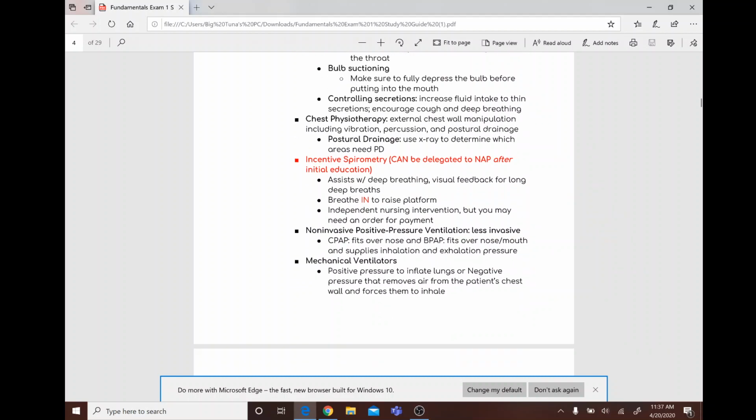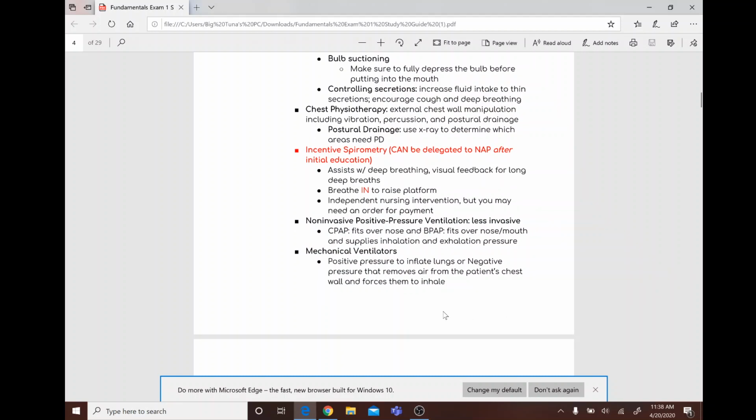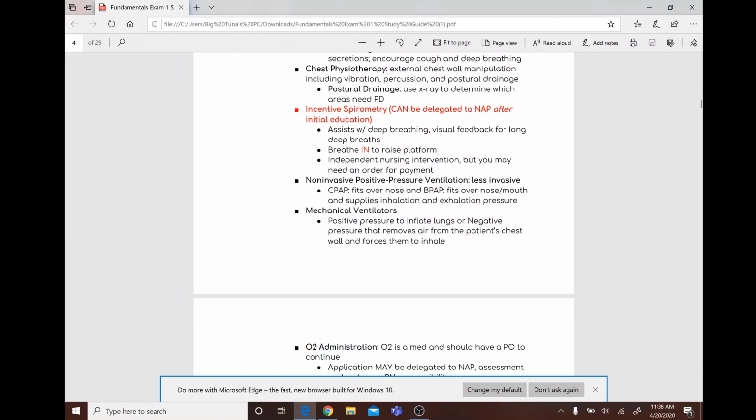Alright, mechanical ventilation. What does positive pressure mechanical ventilator do? Inflates lungs. What does negative pressure mechanical ventilator do? Removes air from the patient's chest wall and forces them to inhale.